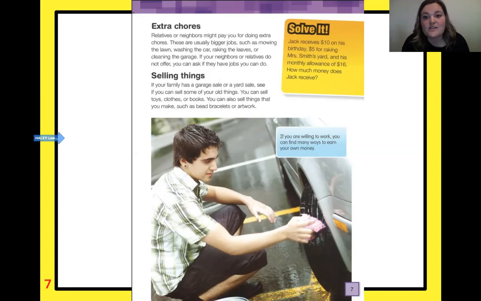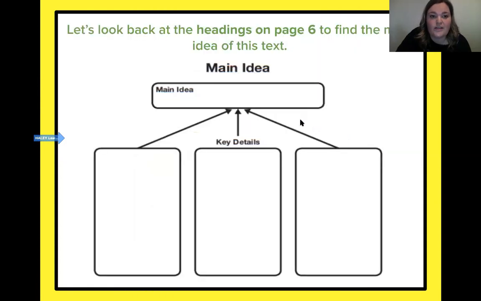Solve it. So Jack receives $10 on his birthday, $5 for raking Mrs. Smith's yard, and his monthly allowance of $16. How much money does Jack receive? Ooh. So see if you can work that out. Figure out how much money Jack has. If you are willing to work, you can find many ways to earn your own money.